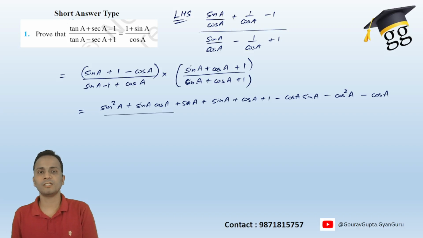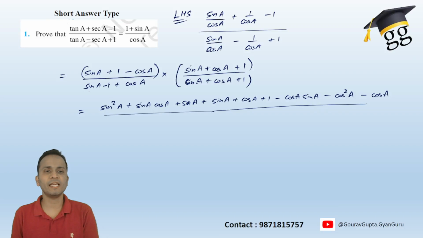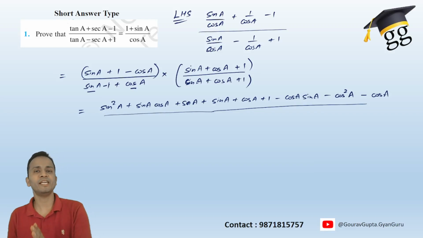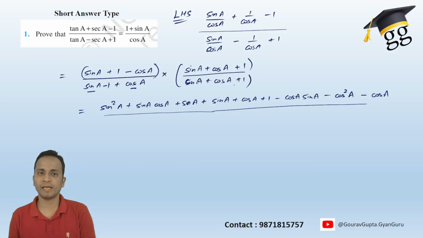All right. Now in the denominator, you have (sine A plus cos A minus 1) into (sine A plus cos A plus 1). So you can use the formula (A plus B) into (A minus B), which is A square minus B square. So it can be written as (sine A plus cos A) whole square minus 1.